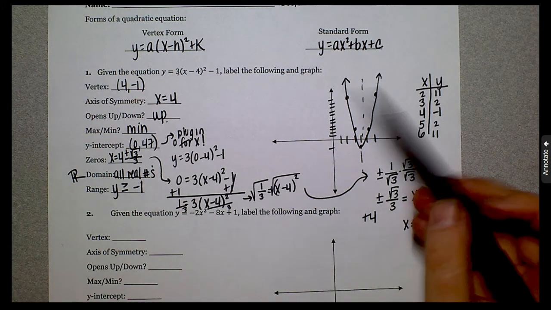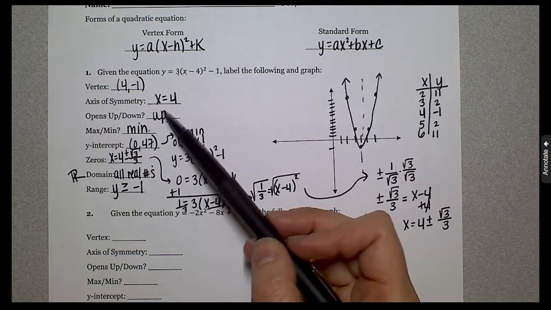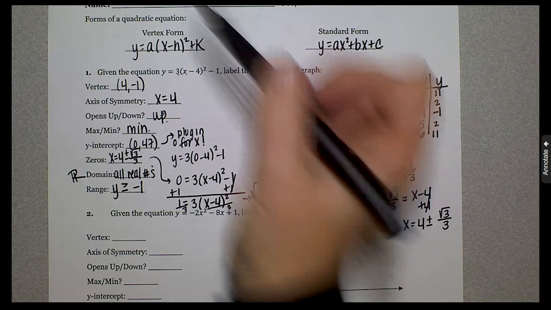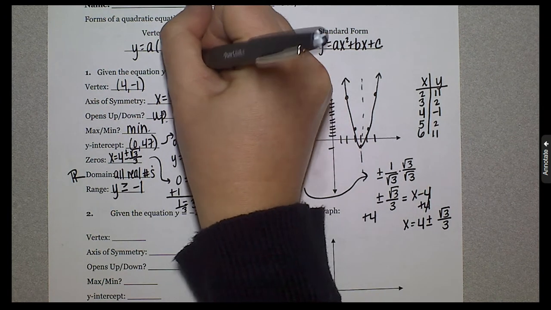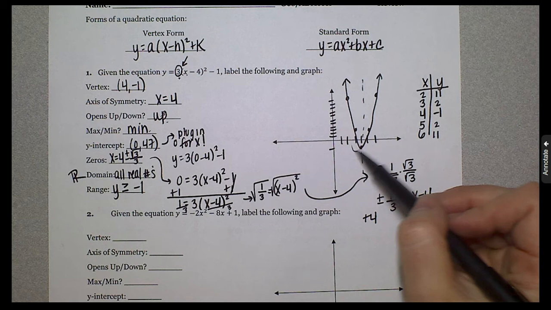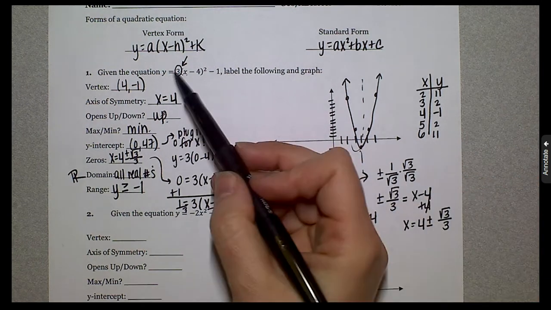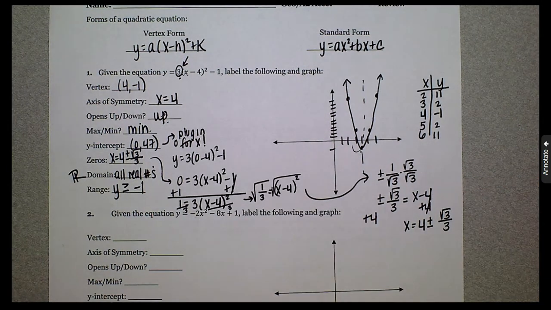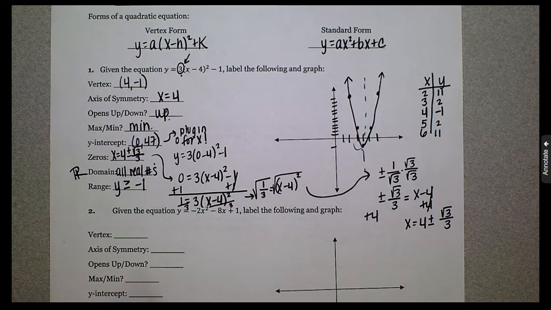So once again, if you're confused about the opening up or the max or min, that all actually comes from this number in front, that a. If that's positive, it's always going to open up and be a minimum. And when that's negative, which will happen here, it flips it upside down. So you can always refer to that first number there, and that gives you a lot of hints.